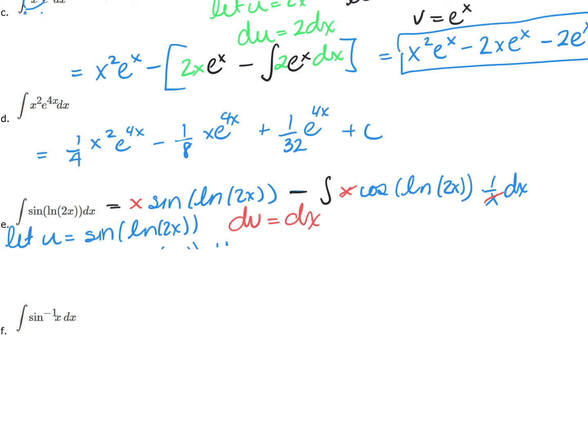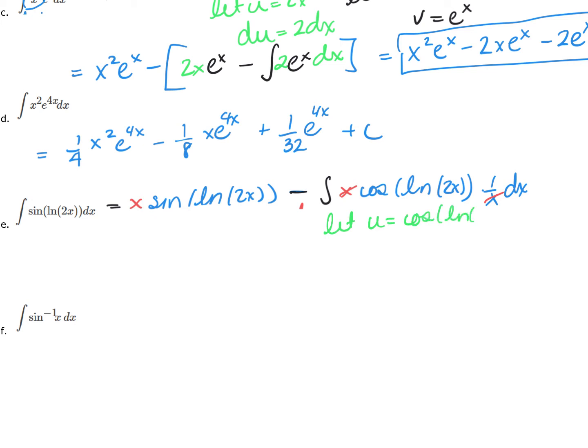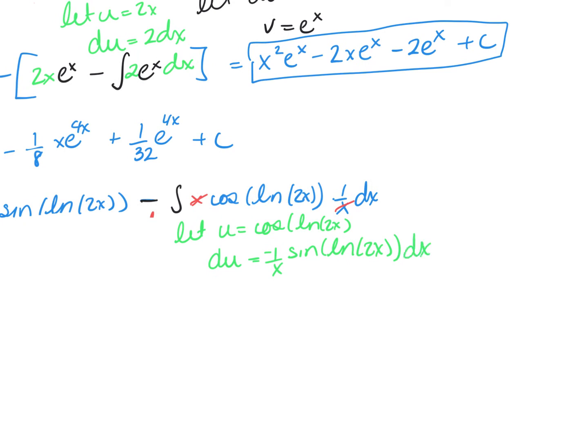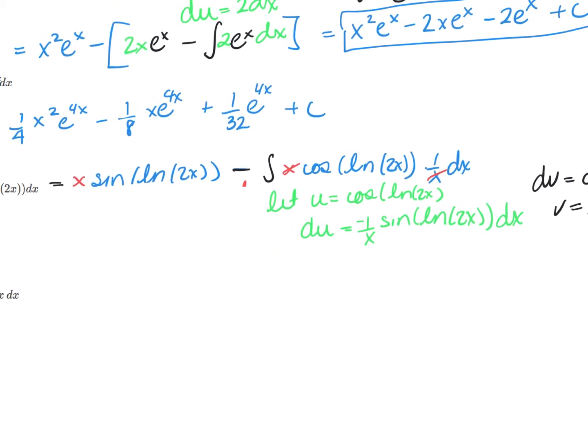So let's go ahead and do the uv sub again. And now I'm going to let u equal the cosine of the natural log of 2x. That means du is going to equal 1/x, the negative sine of the natural log of 2x, dx. And now my dv equals dx. That means v is equal to x. So I have x times the sine of the natural log of 2x minus.